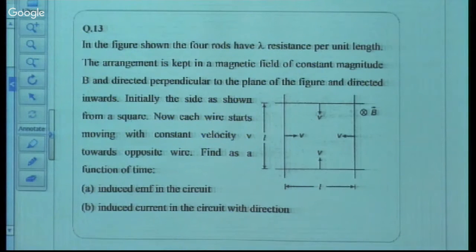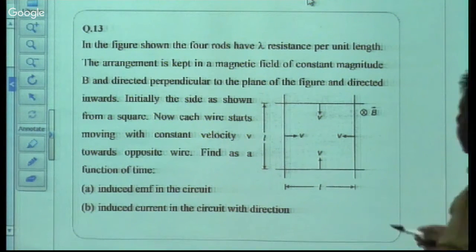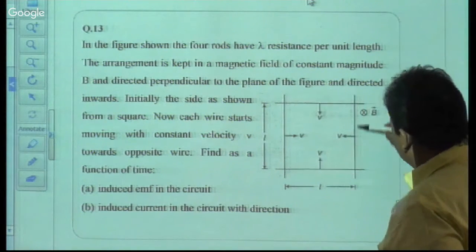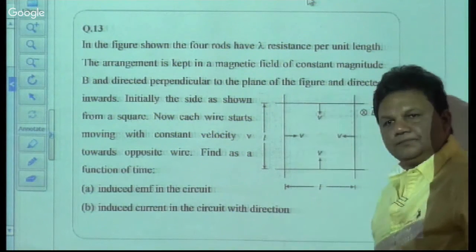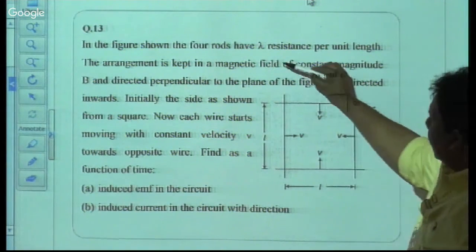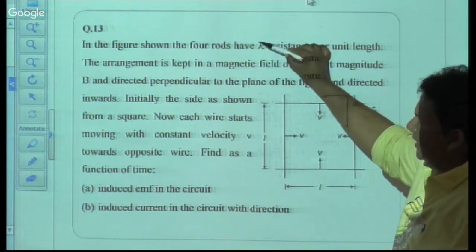One of my favorite questions. I really like this question. Try kariye. I'll tell you. It says that there are 4 rods. हर रॉड का रेजिस्टेंस पर यूनिट लेंथ इज लैम्डा.